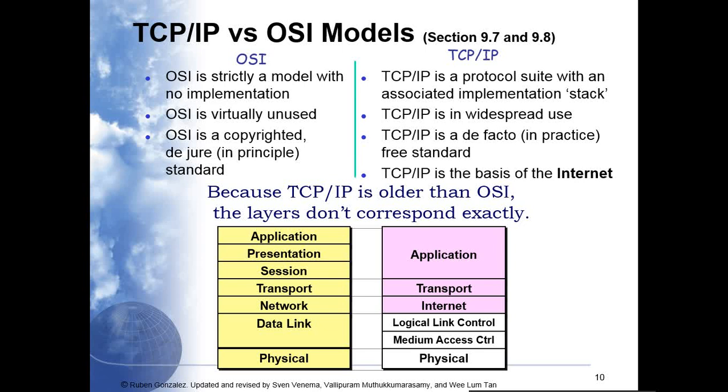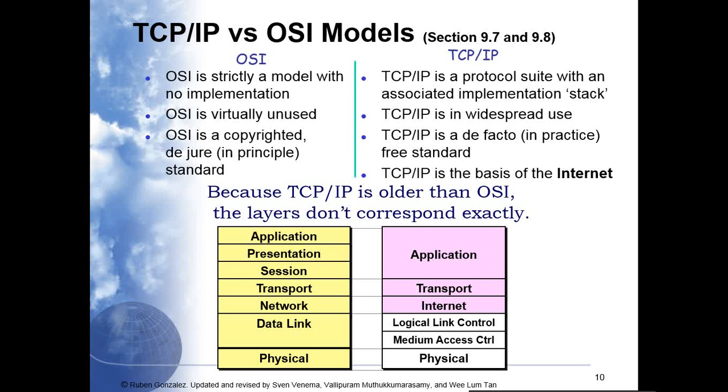And in practice, when you're using your networking environment, you're probably using TCP/IP. Have you heard that term before? Yeah, or at least IP or TCP. So you're using the TCP/IP protocol suite. It has an associated implementation stack, which is basically someone has written code to make it work on different environments. And it's in widespread use. It's a de facto, in practice free standard, one of the reasons why people use it. It's also the basis of the internet. And basically TCP/IP came before OSI, which is why we started using it. And then they said, okay, look, if we were doing this again, maybe we would do it slightly differently, right?